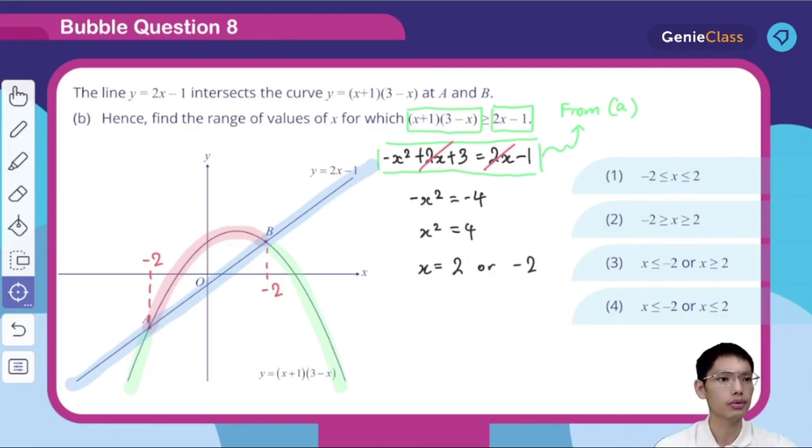Red, green, or blue? That's why they say hence. Red, green, or blue. Very good, Millie. Anybody else want to try? Red, green, or blue? Yeah, I'll give 5 more seconds.